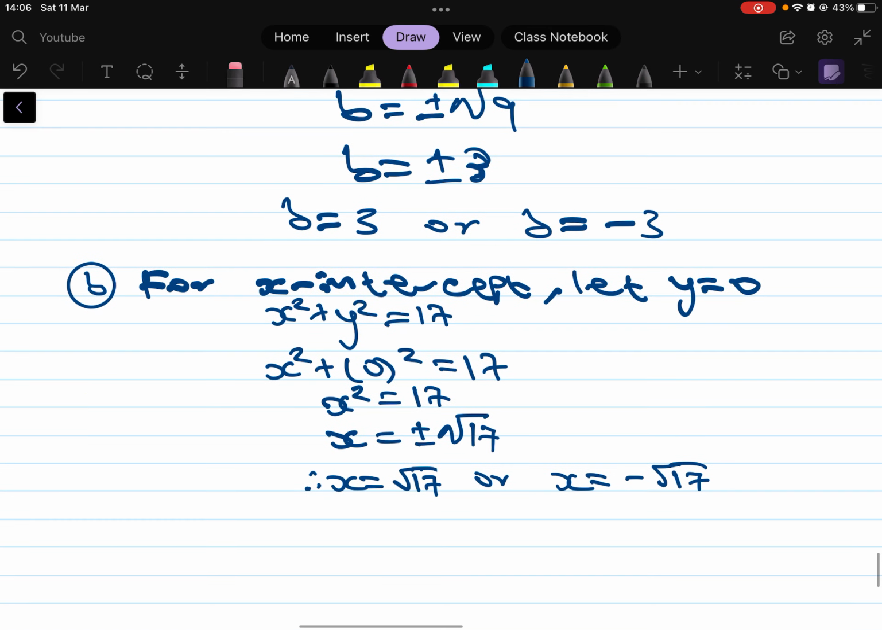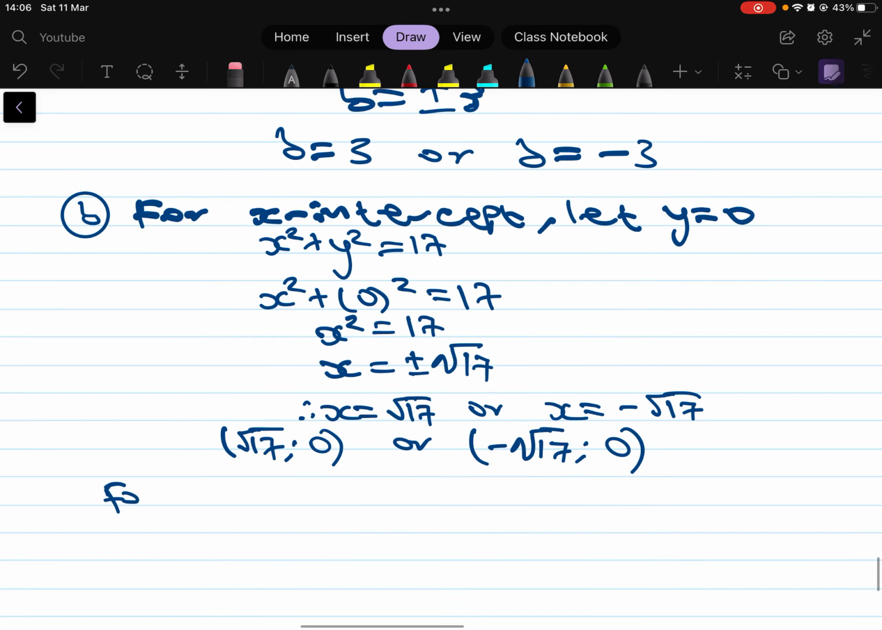And then, like in all the other graphs, you remember the intercepts are actually coordinates. So the results are root of 17 and 0, or negative the square root of 17 and 0. Okay, and let's look for y-intercepts. Okay, it's actually intercepts as opposed to an intercept. A circle has two intercepts, or two sets of intercepts.